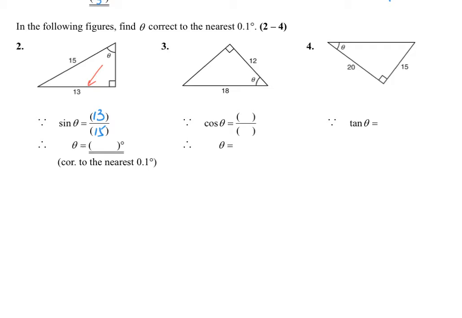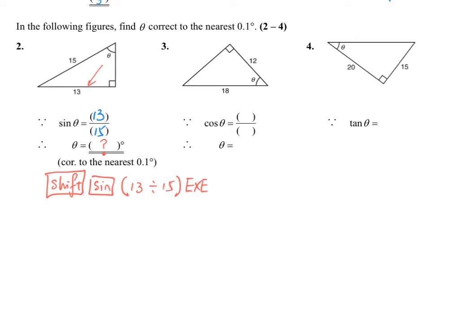And now, how do we use the calculator to find the angle theta? We need to press the Shift button. If we want to find the angle, we need Shift, sine, open bracket, 13 divided by 15, close bracket, execute. Then you will get the answer for theta. So use your calculator to get it.